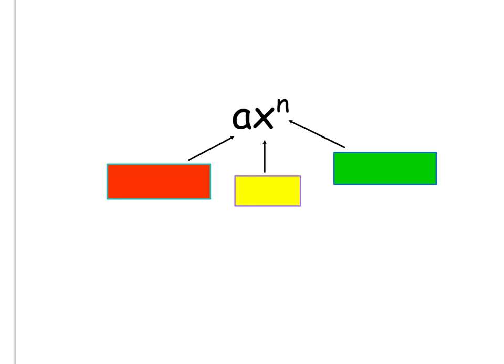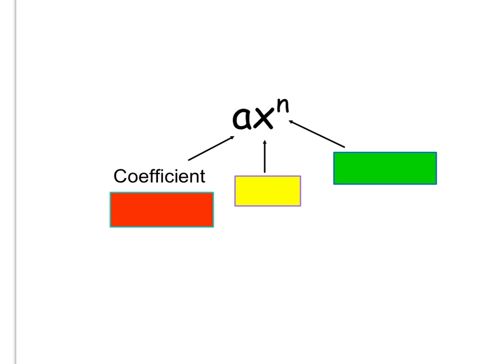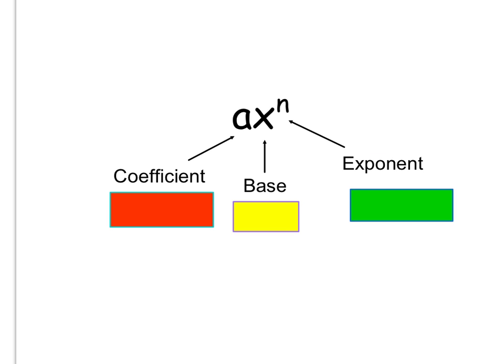So if I look at this example, ax to the n power, the a is going to be called our coefficient, the number in front of the variable. The x is our base, and the n is the exponent. So if I put some numbers with that, let's say I do 3x to the second power, so 3x squared. The 3 is my coefficient, the x is my base, and the 2 is the exponent.